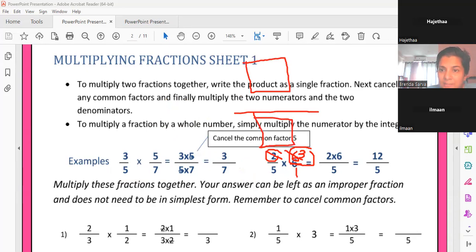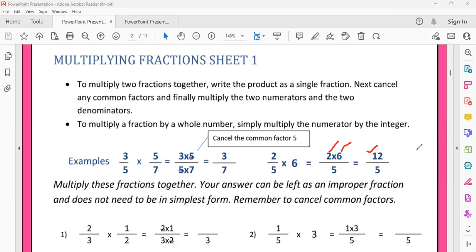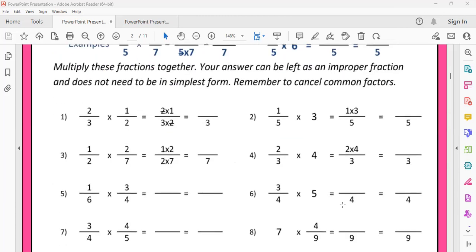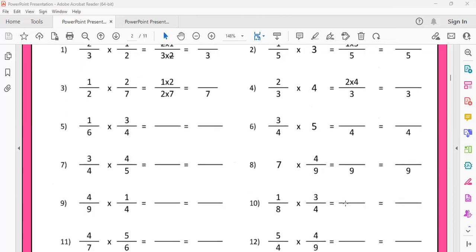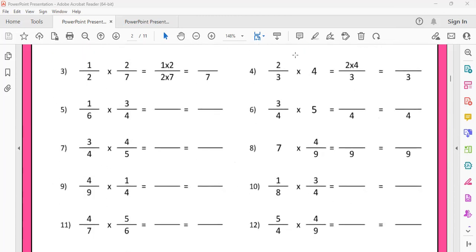Do you understand? So over here, up times up, which is 12. Down times down, which is 5 times 1, which is 5. Answer, that's it. Of course, this is an improper fraction. Just leave it as it is. Your answer can be left as an improper fraction for this exercise. Got it? So what you do here is practice. So let's start.